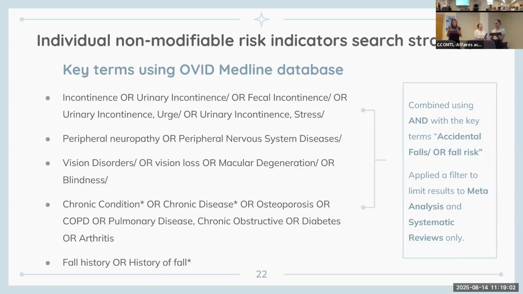Following discussions with my other team members and our faculty supervisor, the most important non-modifiable risk factors identified were incontinence, peripheral neuropathy, vision loss, chronic conditions, and a history of falls. So once the most pertinent risk indicators were found, a more in-depth search was done for each risk indicator using Ovid Medline again, and filtering for only meta-analyses and systematic reviews.